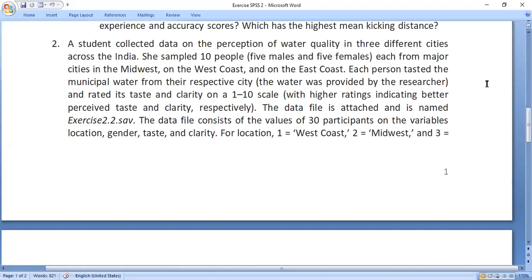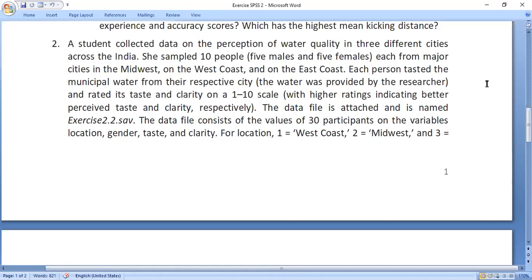A student collected data on perception of water quality in 3 different cities across India. He sampled 10 people, 5 males and 5 females, each from major cities in the Midwest, on the West Coast, and on the East Coast. Each person tasted the municipal water from the respective city. The water was provided by the researcher and rated its taste and clarity on a scale of 1 to 10, with higher ratings indicating better perceived taste and clarity, respectively.